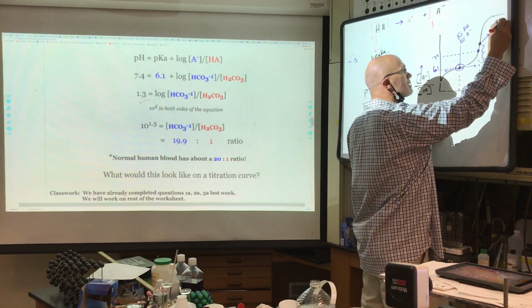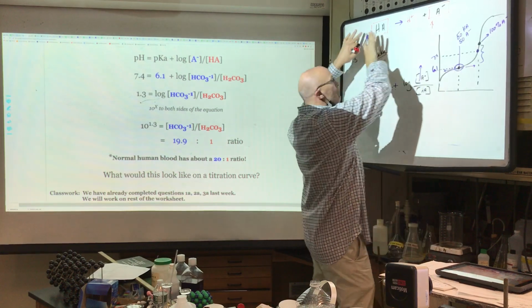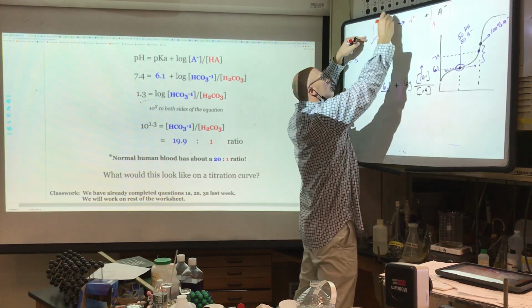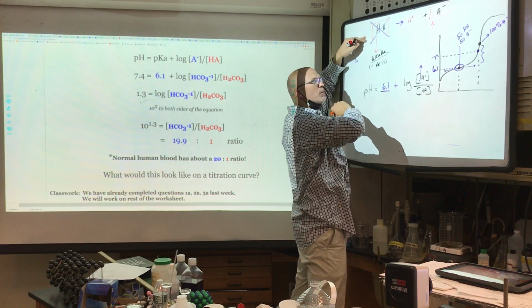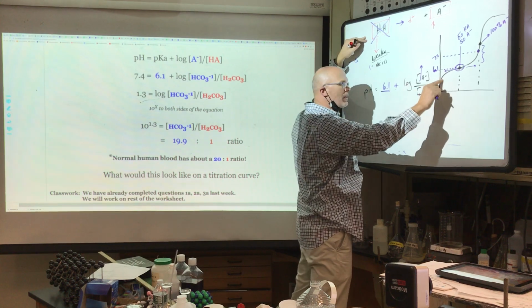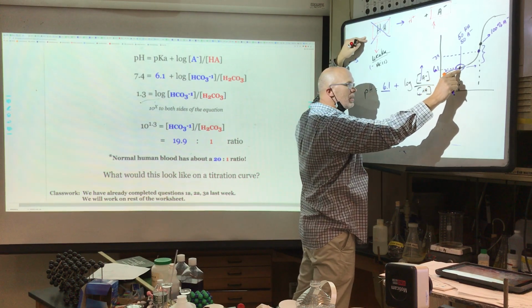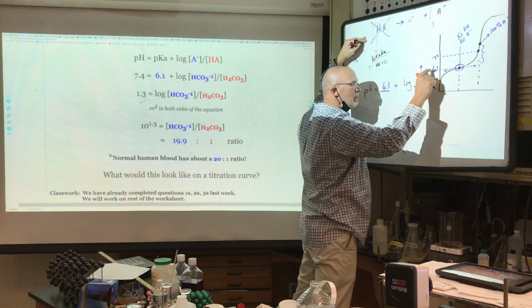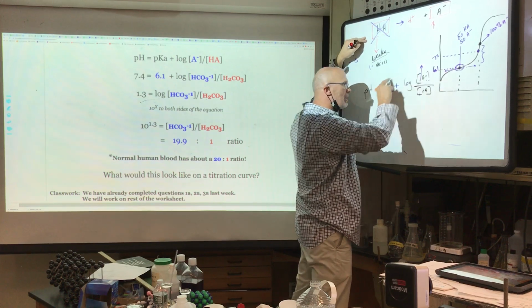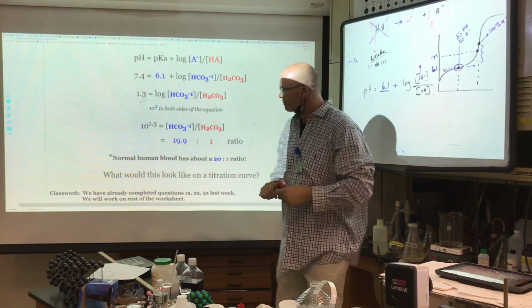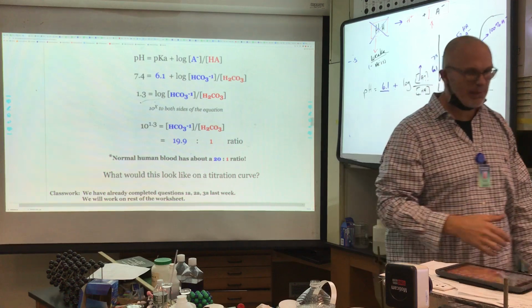And I have 100% A negative. That means we've reached the completion. You've driven that away. There's 0% acid. So it should make sense. The amount of conjugate base is increasing. Here it's equal. Here it's above. If it's above, this part's bigger. You're adding to that value. Okay? So that's what I wanted to talk about today.